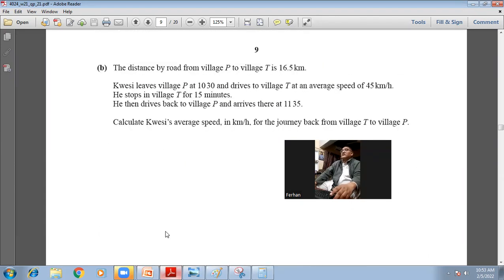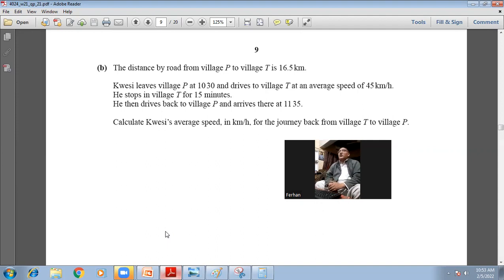So here, the distance by road from the village P to the village T is 16.5 kilometer. CAIE leaves the village P at 10:30 and drives to village T at an average speed of 45 kilometer per hour. He stops in the village T for 15 minutes. He then drives back to the village P and arrives there at 11:35. Calculate the CAIE's average speed in kilometer per hour for the journey back from village T to the village P.